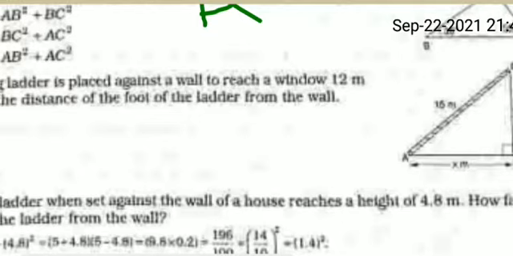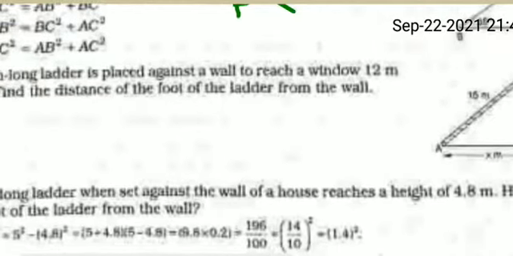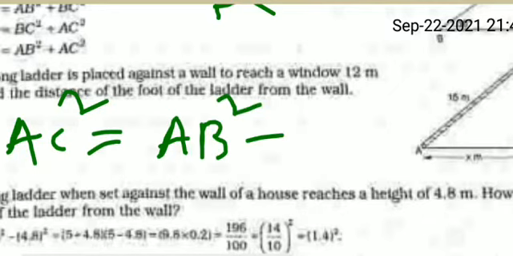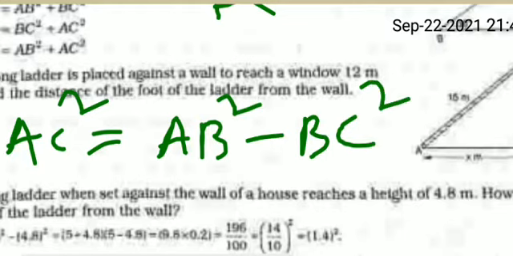The length of the ladder is 15 meter, and the height of the wall is given as 12 meter. So very easily you can find out the value of AC by using Pythagoras theorem. AC square equal to AB square minus BC square. This formula you have to apply. From where do you get this formula?